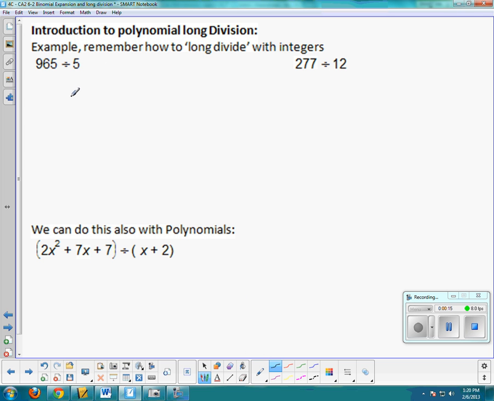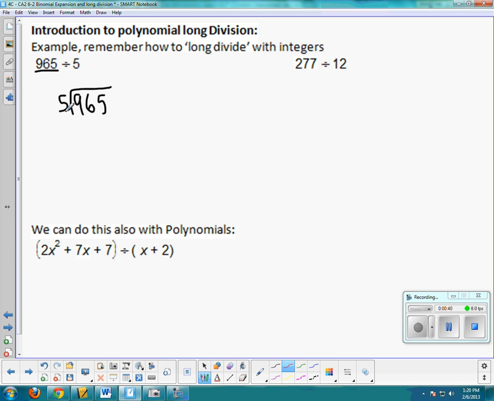So remember back to long division, when you would take something called the dividend and divide it by the divisor. This is 5 in this case, and you used to set something up like 965. You used to put it in this little box, put the divisor outside, like 5, and then you would do this process called long division to come up with your answer.